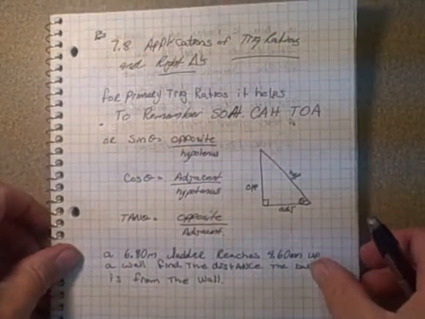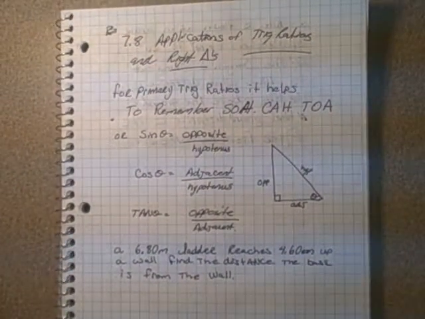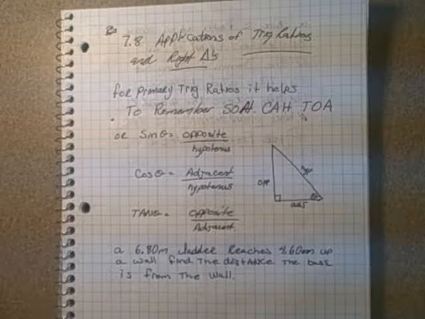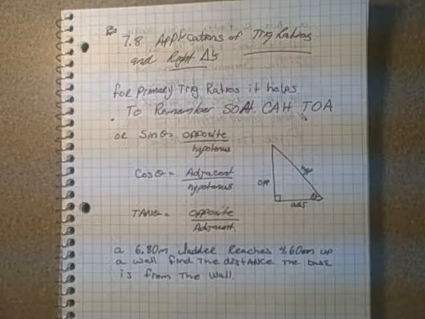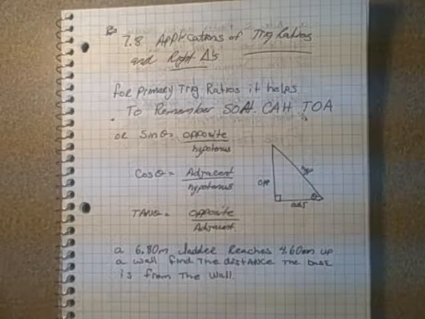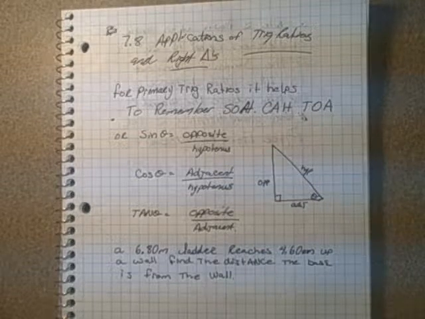Okay, this section is 7.8, and this is where we're going to be looking at applications or word problems, if you like, of these trigonometric ratios. And what we need to remember for the primary ratios anyway is SOHCAHTOA.